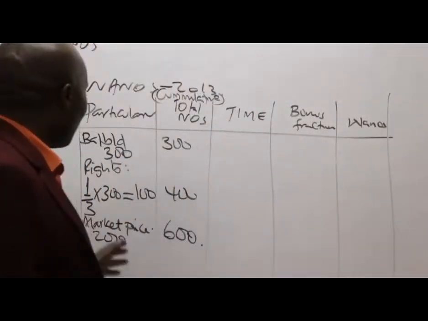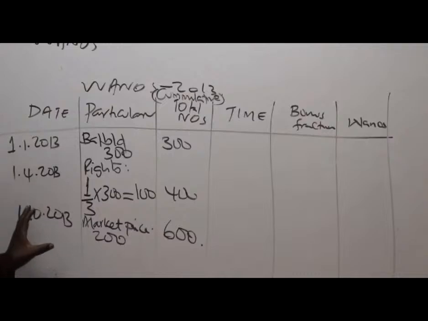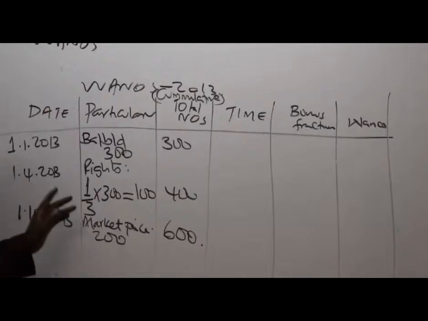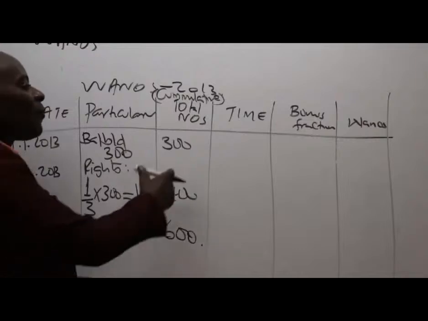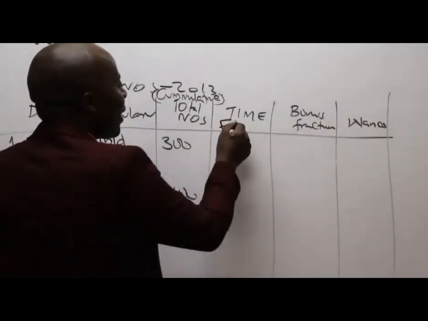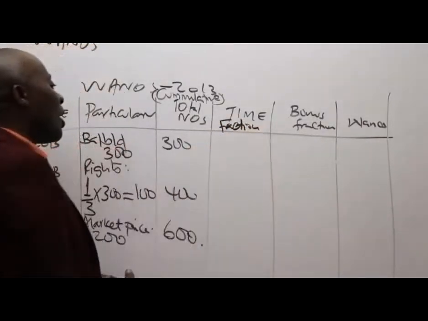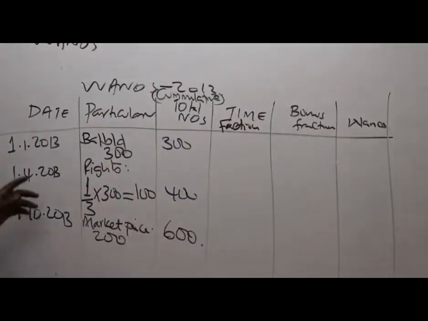So are we together that these are the only transactions that took place in 2013? Yes. So then let us compute the 1OC. First of all, I would want the time fraction. And this is how we count: this to this, this to this. So 1st of January to 1st of April.